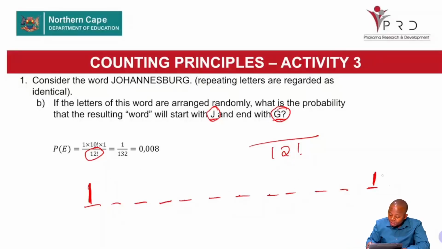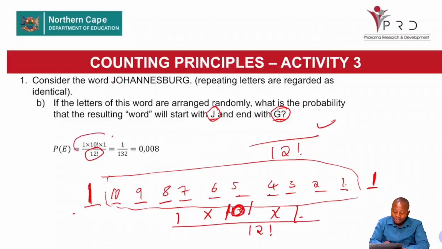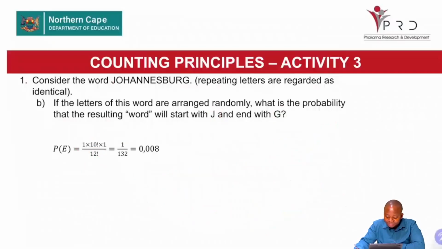So how many options am I left with? I removed 2. I remain with how many? 10, 9, 8, 7, 6, 5, 4, 3, 2, 1. We can see that in the middle, we still have the factorial there. So we still have a 10 factorial. We have a 10 factorial multiplied by the first position, multiplied by the last position, over 12 factorial, which is what we have in that case. Then it is 1 over 32, which is 0.08.